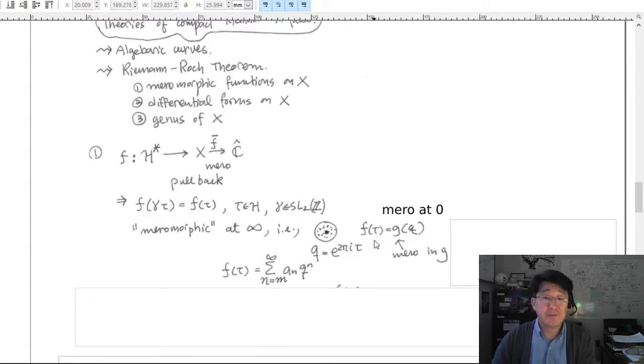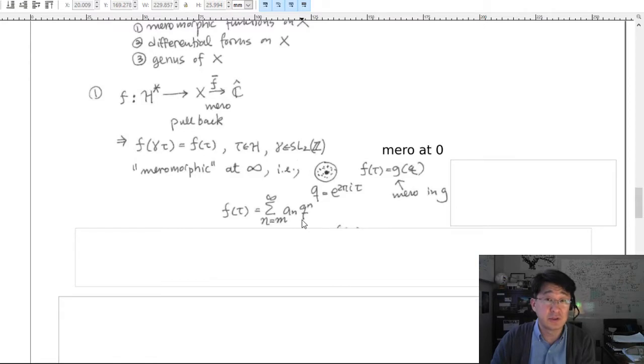But if you write f of tau as a function of q and it is meromorphic at 0, and this is the Laurent expansion, meromorphic means it truncates in here, you write it like this. Now if you replace q with e to the 2 pi i tau, you can see this is exactly the Fourier expansion of this function because it has period 1. Again, the function is invariant under all the actions of SL2Z. That includes the shifting by 1. And this is precisely that Fourier expansion with period 1.